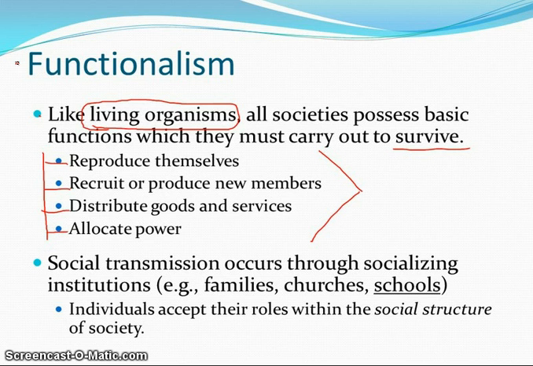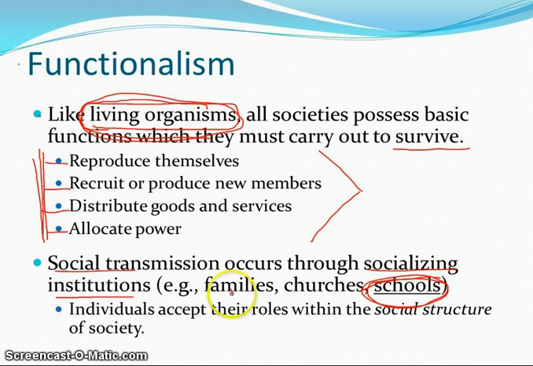Now, the way that social transmission occurs, the way that these things happen, is through socializing institutions like families, churches, and schools. And the idea is that individuals then accept their roles within the social structure, within this living organism that is society, because of the impact of families, churches, and schools, and other social institutions like this.